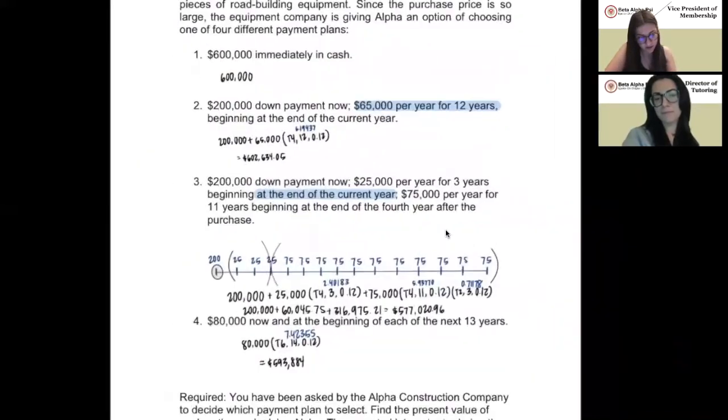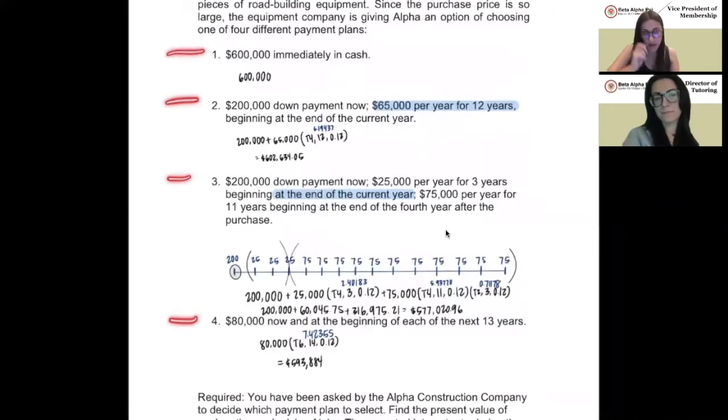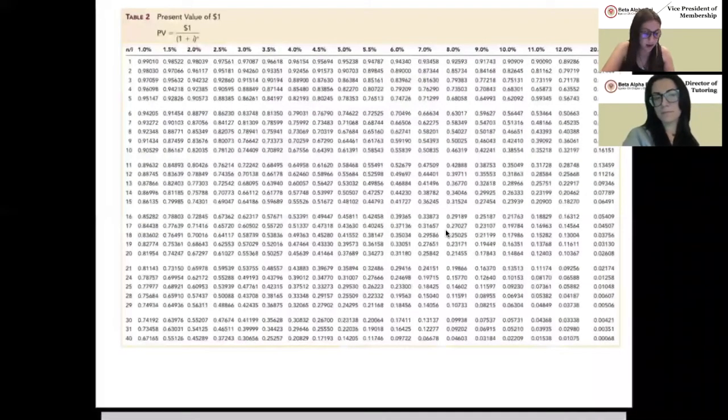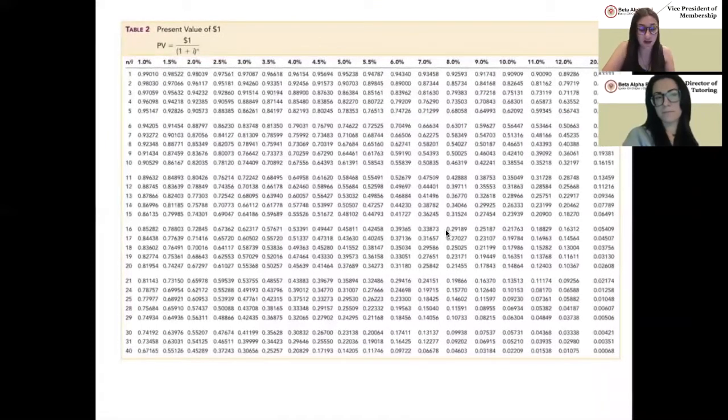So before we look at these four different options, we need to talk about how we calculate present value. And how we do that is with tables that are given. We have table 2, we have table 4, and we have table 6. Table 2 is finding the present value of $1, one amount. So if we have this one amount and we need to find the present value of it, you're going to use this table. These are your interest rates, and this is how many periods you need to go back.